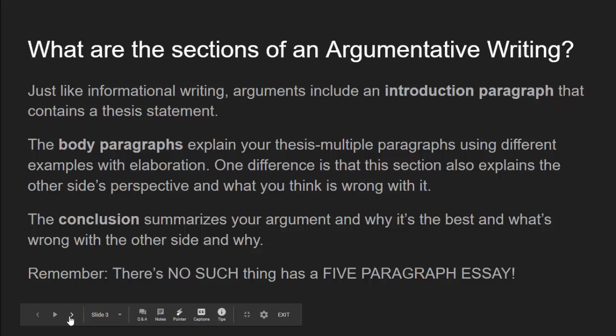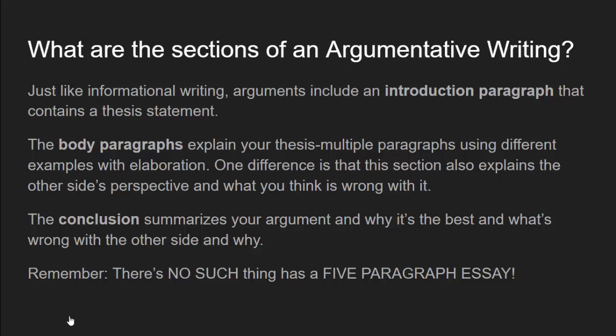Okay, so let's get a little bit more into the different sections of the argumentative writing. So just like in informational writing, you're going to have an intro, you're going to have a thesis statement in that intro, you're going to have body paragraphs that are based off of your thesis, and you're going to use different examples that have a lot of elaboration. One difference in this section, though, is that you're going to have an area where you explain the other side's perspective and what you think is wrong with it.